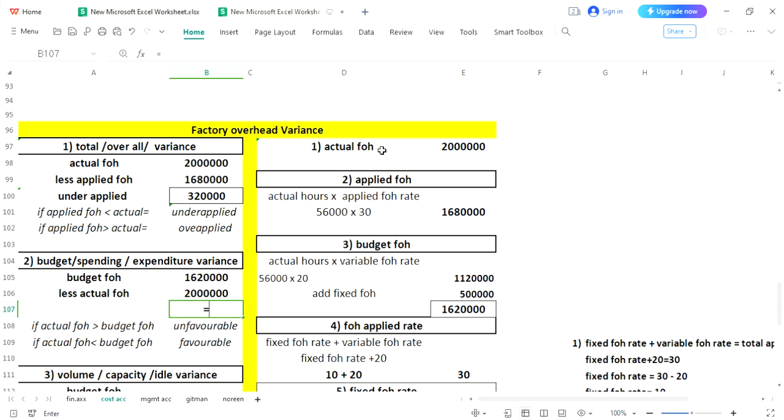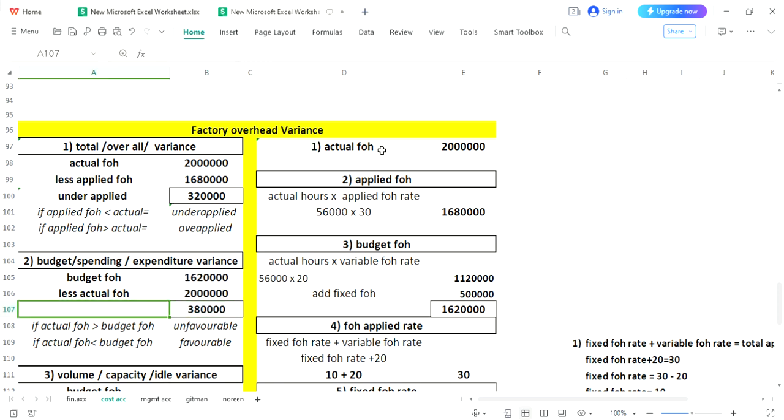It's time to calculate its variance by subtracting budget and actual FH, or taking the difference between two. So your actual FH was 2 million. To calculate the difference you will subtract budget FH, which was 16 lakh 20,000. Here you have got your variance.